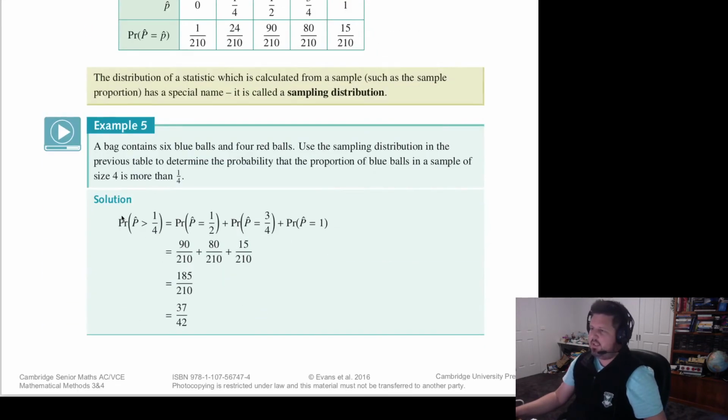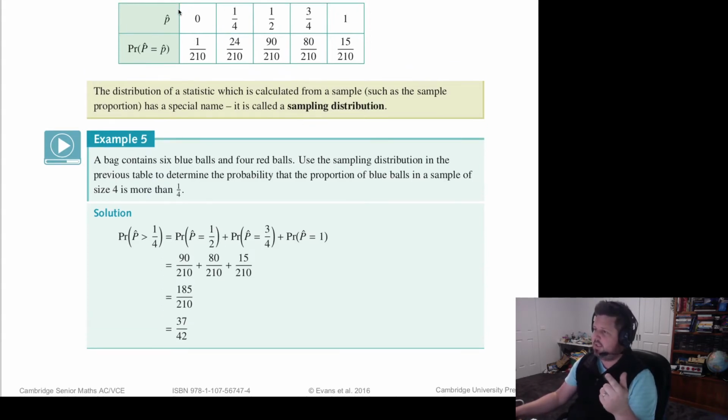Example number 5. A bag contains 6 blue balls and 4 red balls. Using the sample distribution in the previous table, determine the probability that the proportion of blue balls in the sample of size 4 is more than a quarter. Setting it up: the probability of the proportion of the size 4 sample being more than a quarter. If you look at this table, for it being more than a quarter, it's going to be this one here. So the probability of a half, plus the probability of 3/4, and the probability of 1.